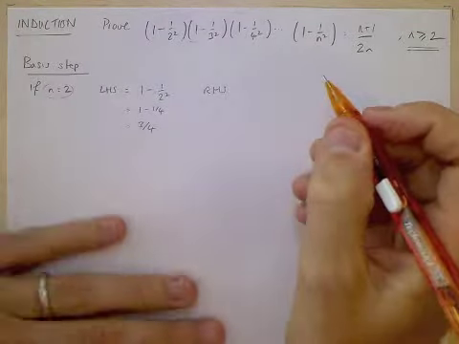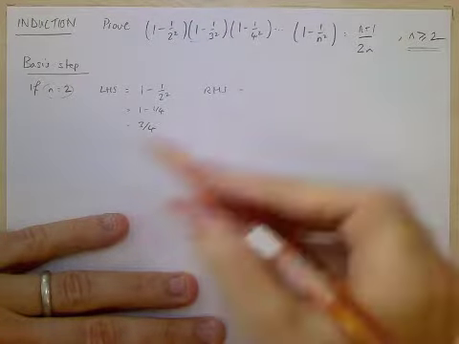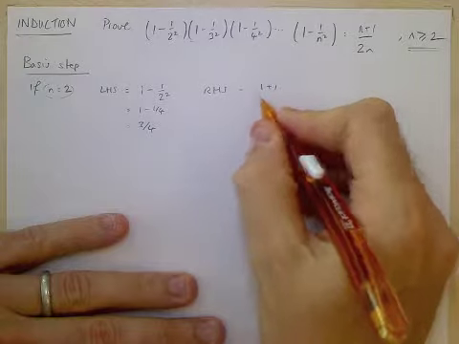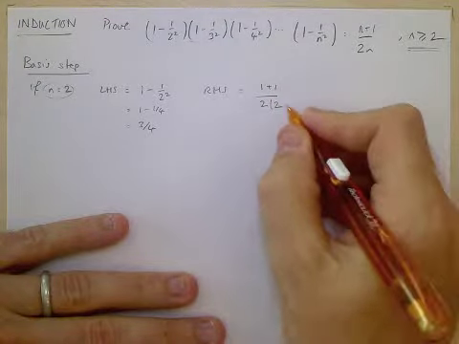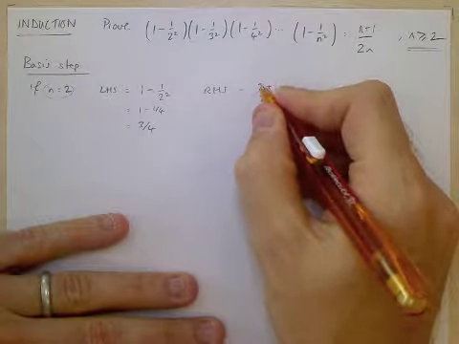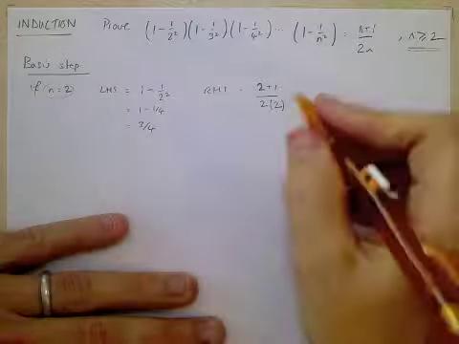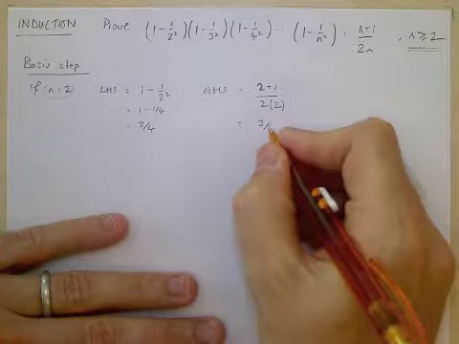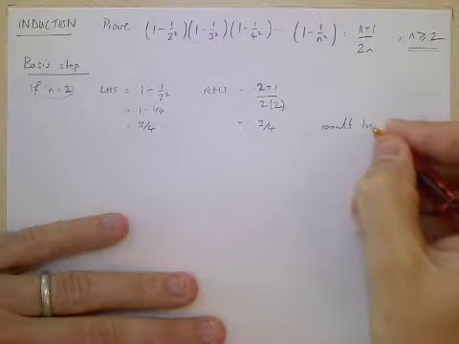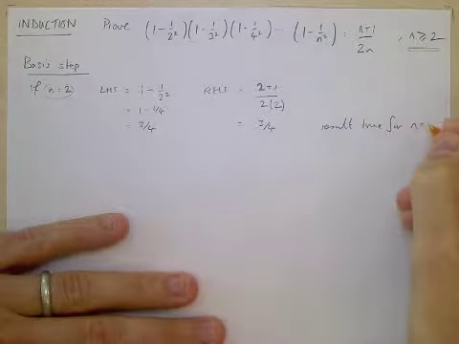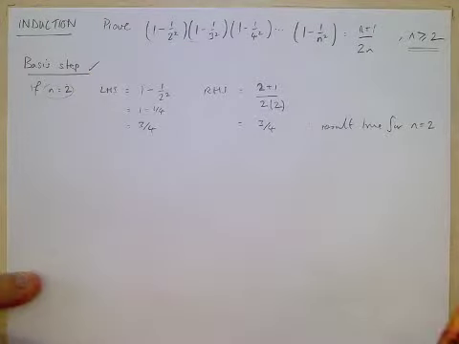Check the corresponding result for the right-hand side, making sure I'm clearly showing what I'm substituting in. 1 plus 1 over 2 lots of 2. Sorry, there's an early error avoided. N is 2 in this case. So this gives me 3/4. Therefore, result true for n equal to 2. And the basis step is done.